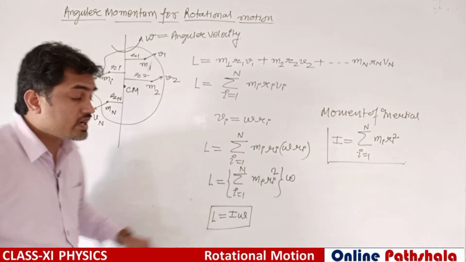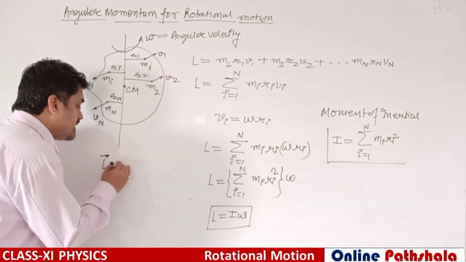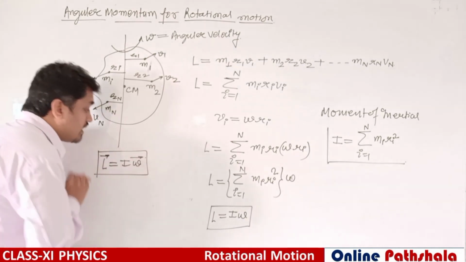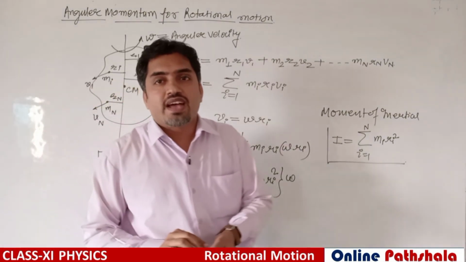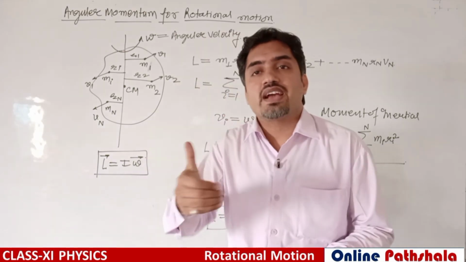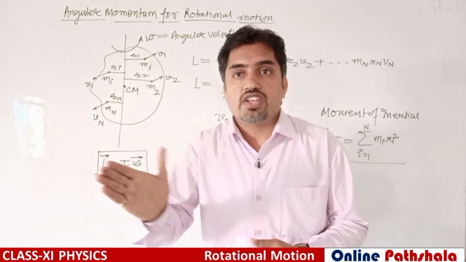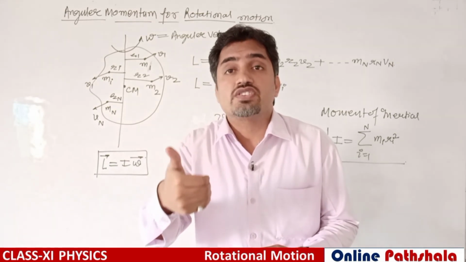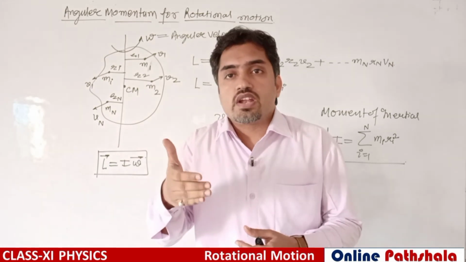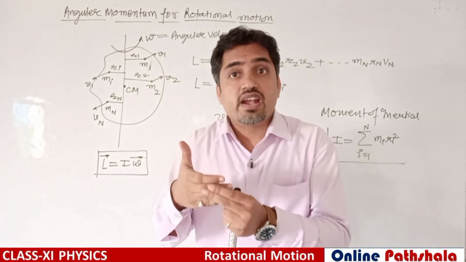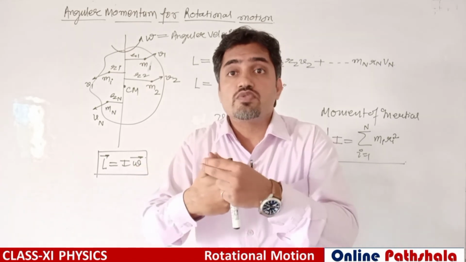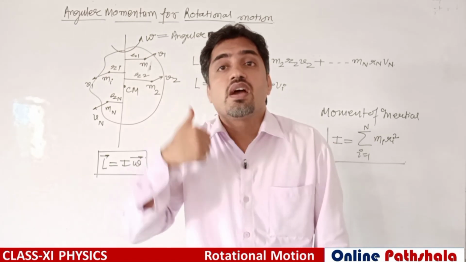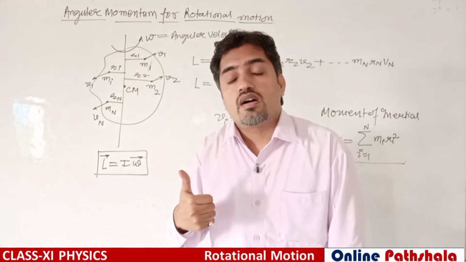It is a vector quantity, so it should be in the direction of omega. And what is the direction of omega? It is along the axis of rotation. If the body is rotating like that, what do you have to do to find the direction of omega? Just rotate the fingers of your right hand in the direction of rotation of the body. The thumb shows the direction of omega. It is the same direction for L, the angular momentum.